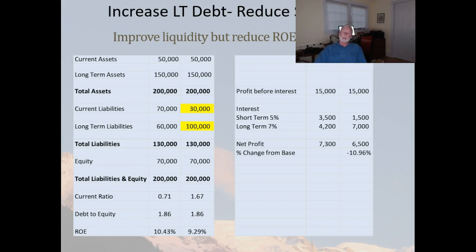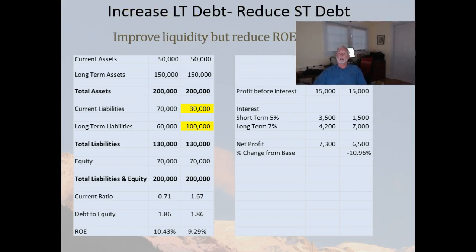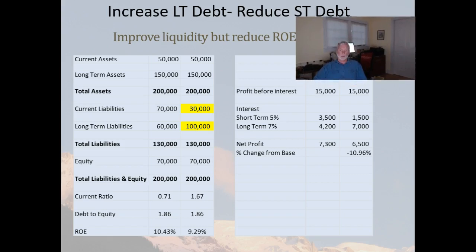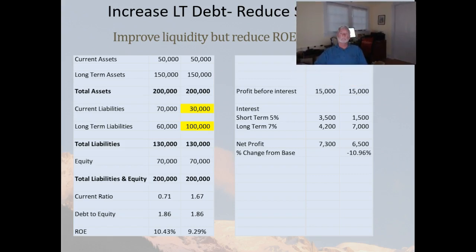So we've got the standard numbers on the left, and what I've done here is I'm going to increase my long-term debt and reduce my short-term debt. Okay, that's a reasonable thing.